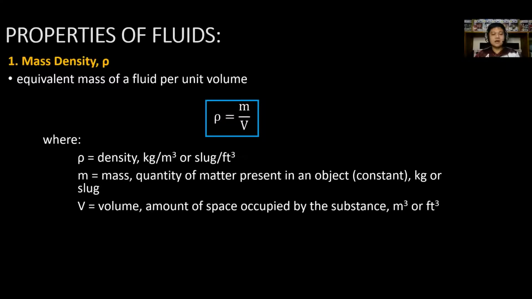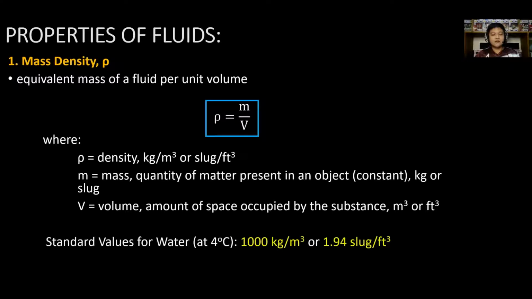M is the mass, the quantity of matter present in an object. Take note that mass is constant regardless of where it is located, and the units are either kilogram or slug. For V, we will consider the volume as the amount of space occupied by the substance in cubic meter or cubic foot. The standard values for water are 1,000 kilograms per cubic meter in metric, and 1.94 slug per cubic foot in English.